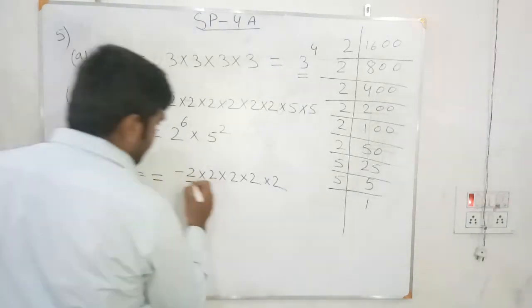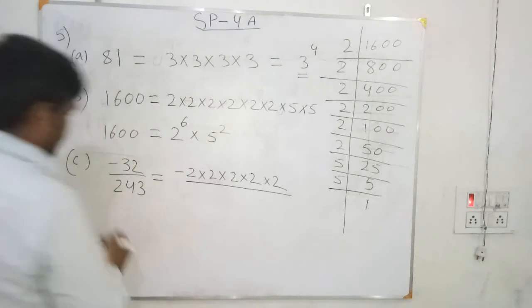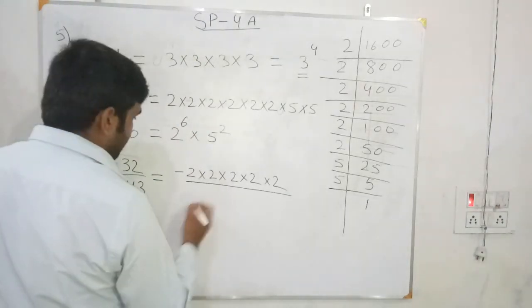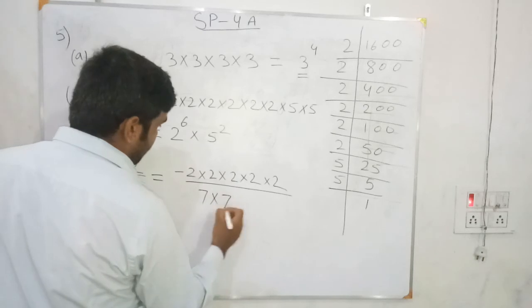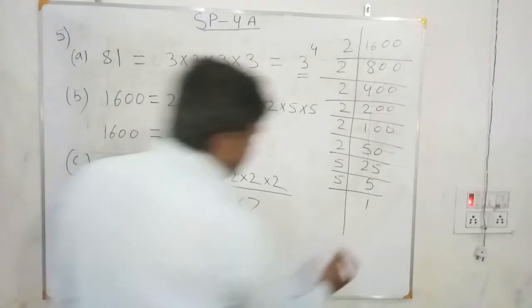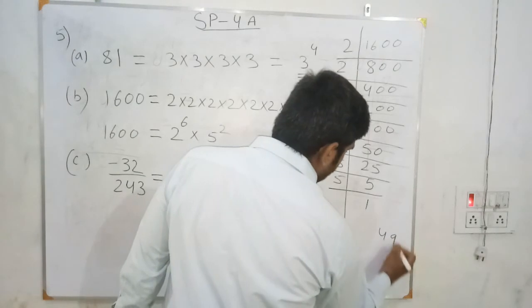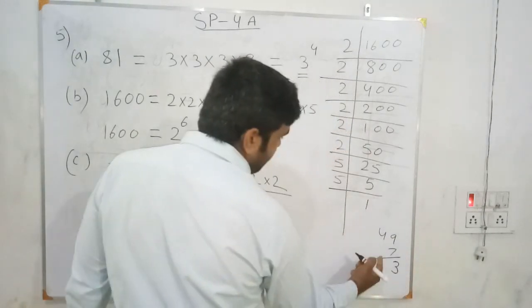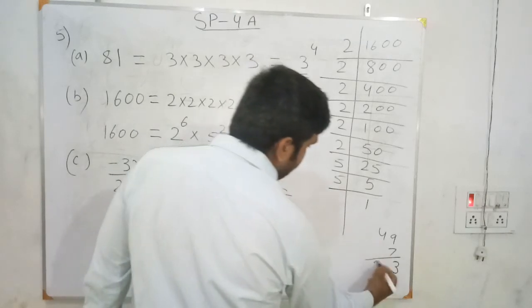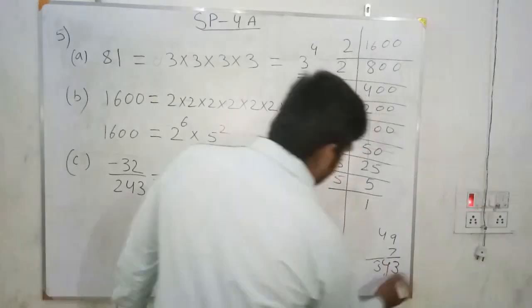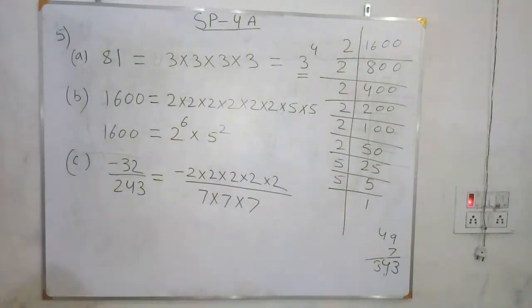Next, 343: 7 multiply 7 multiply 7. So 49 7s are 343. 7 9s are 63, 3 carry 6; 7 4s are 28, plus 6 is 34, so 343. So 49 7s are 343.